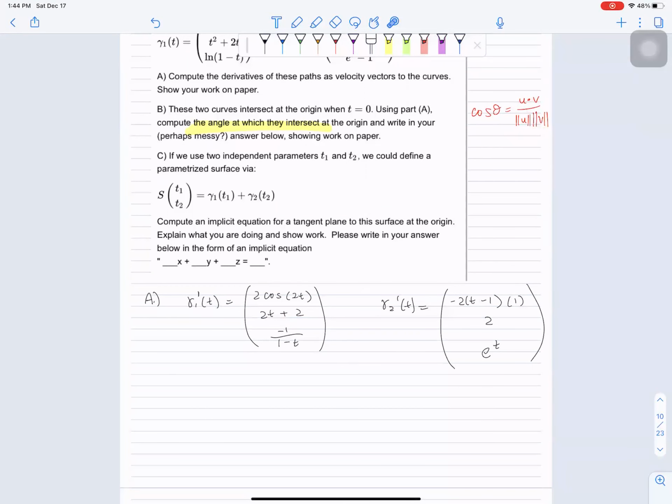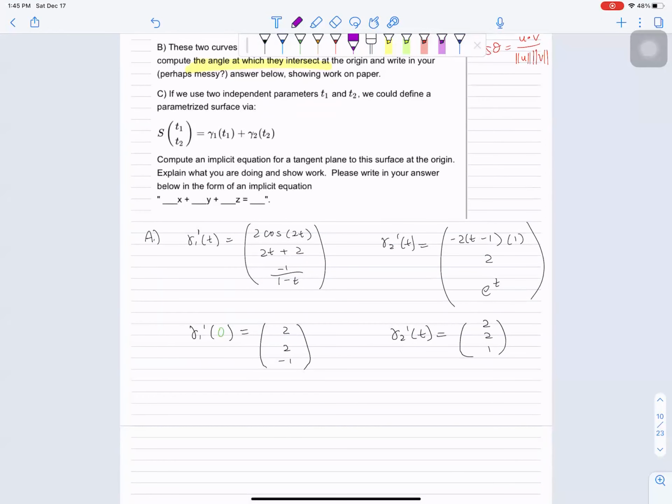Well, the problem is that we need to get actual numbers for our vectors. How do we get numbers? We need to plug in some t. And they tell us that the two curves intersect at 0. So let's use what they said and plug in 0. My first vector is going to be 2, 2, -1. And my second vector is going to be 2, 2, 1. So I plugged in 0 to my velocity vector and 0 into my second velocity vector.